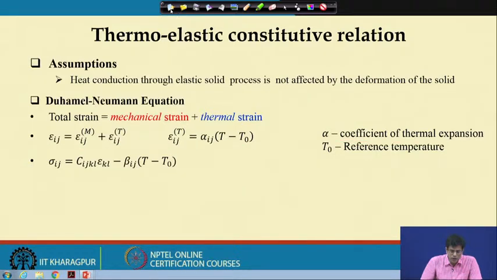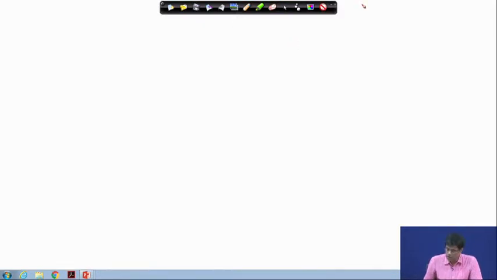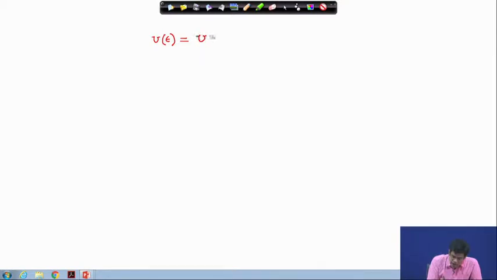Now we will derive this Duhamel-Newman equation, and to do that we need some understanding of the usual strain energy function and how we can derive it. If you remember Hooke's law, this strain energy function is a function of strain only, epsilon. We know this from our previous elastic deformation case, where the strain energy function u is dependent on the strain only. Now if I expand this strain energy in terms of a Taylor series, what does it look like?